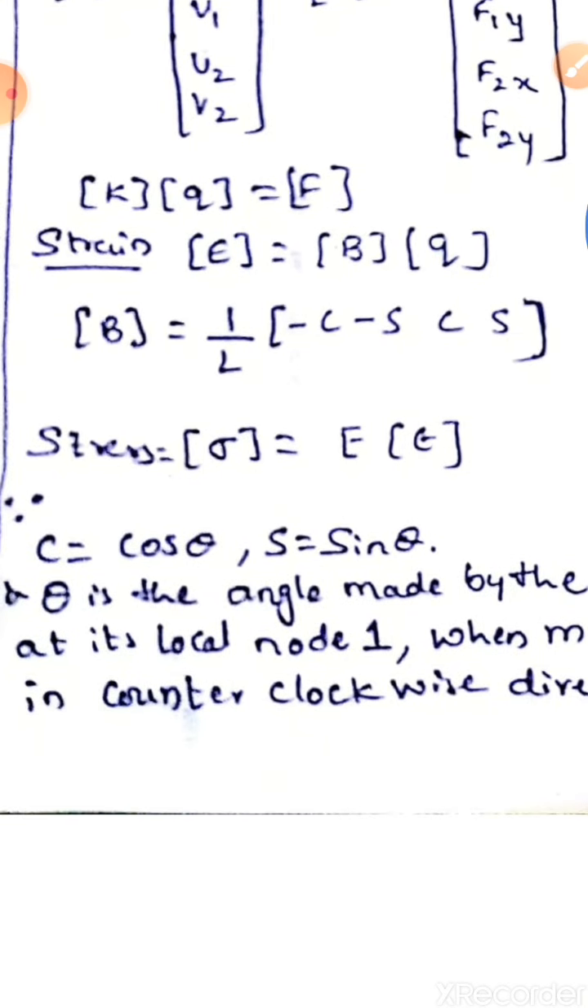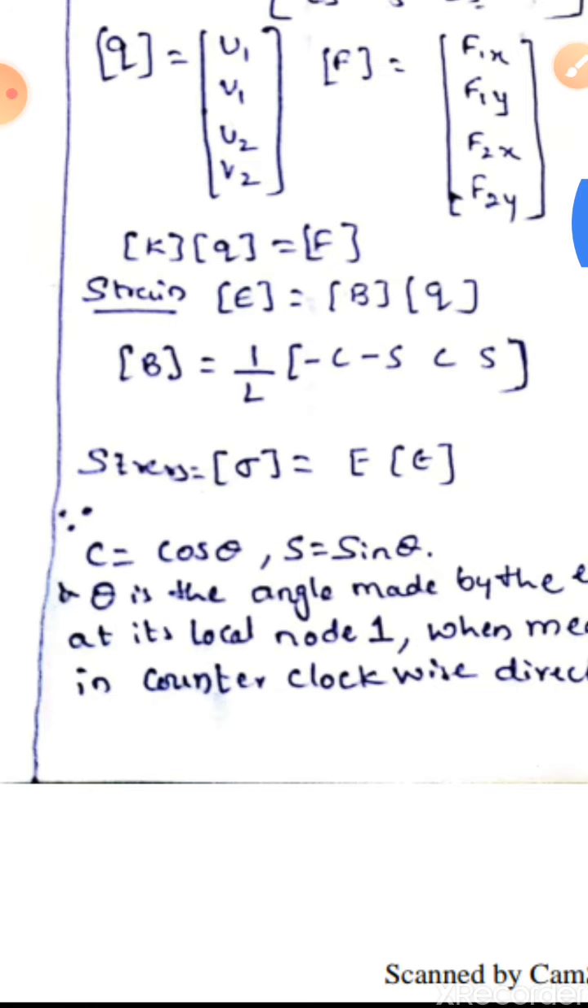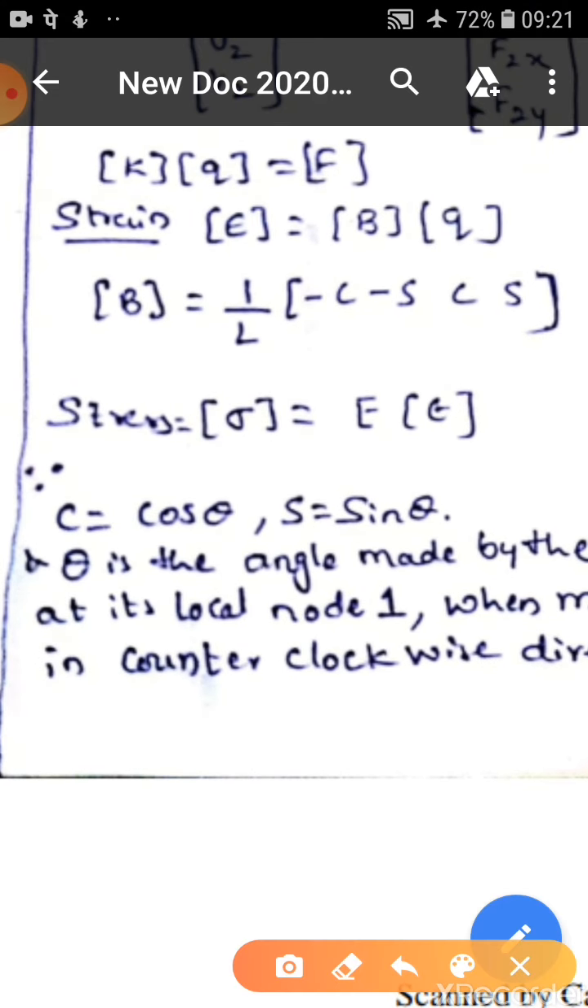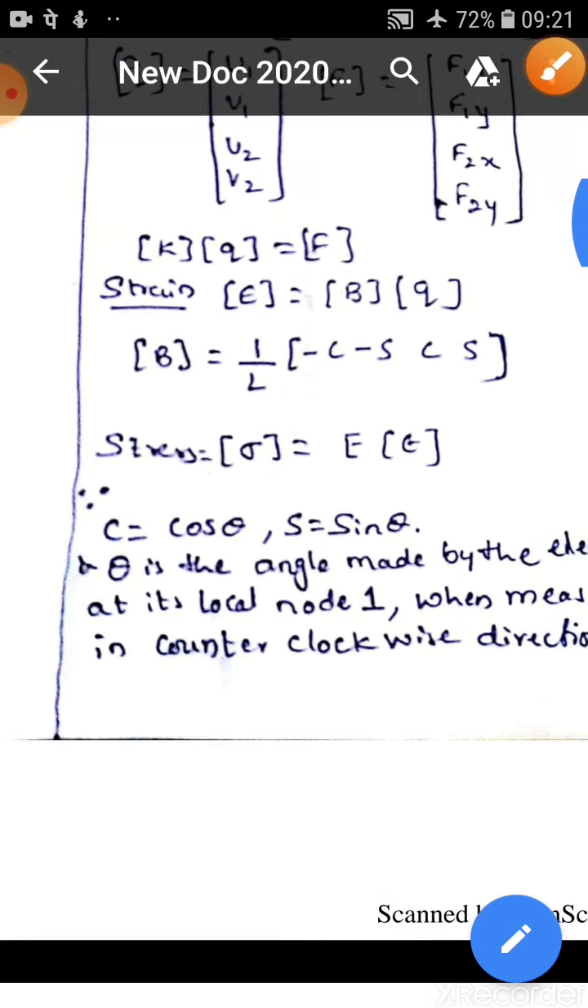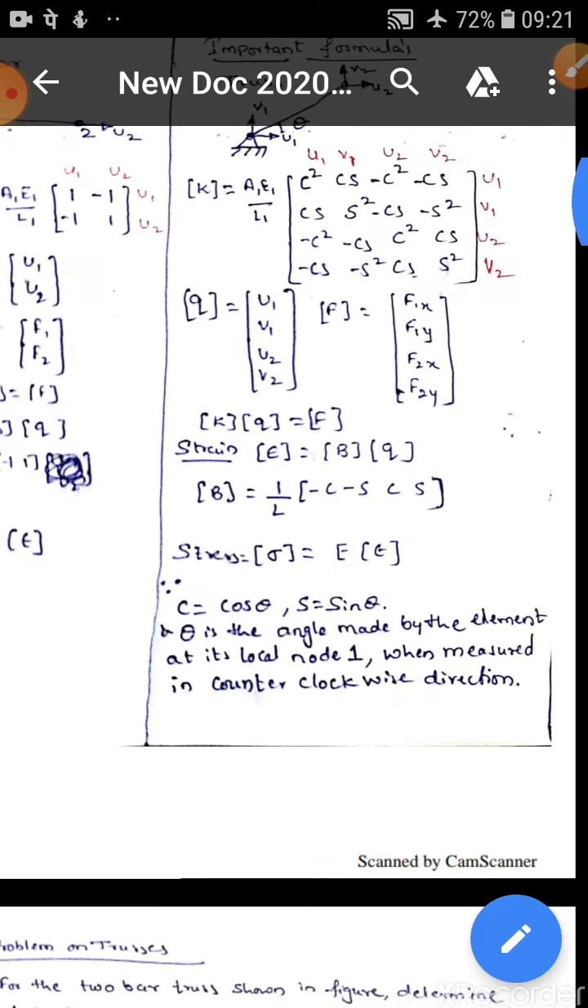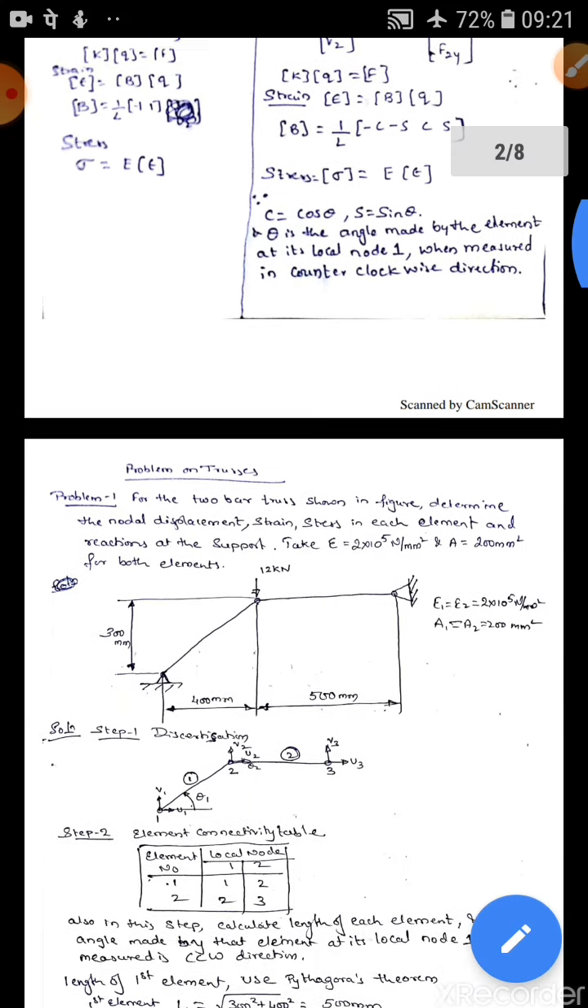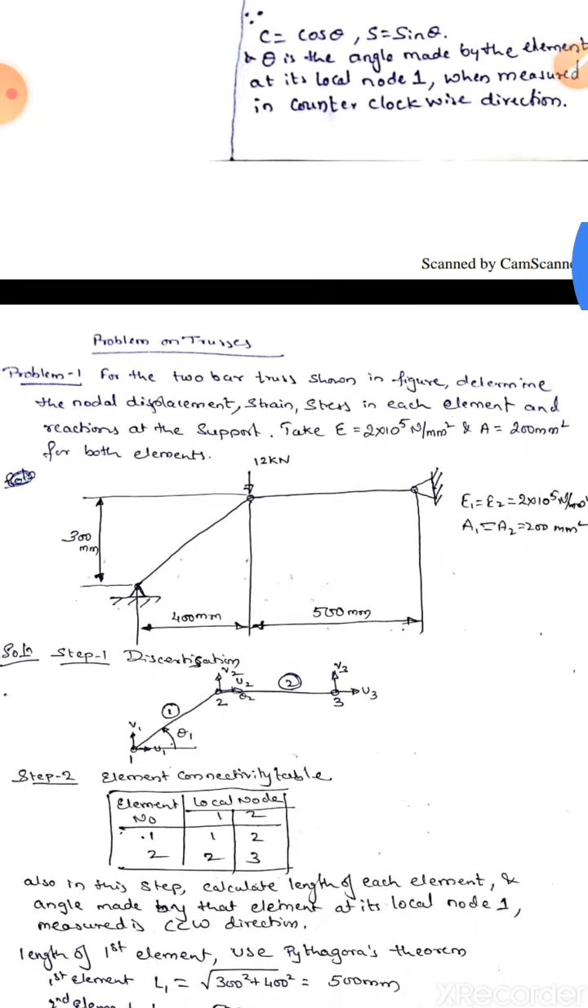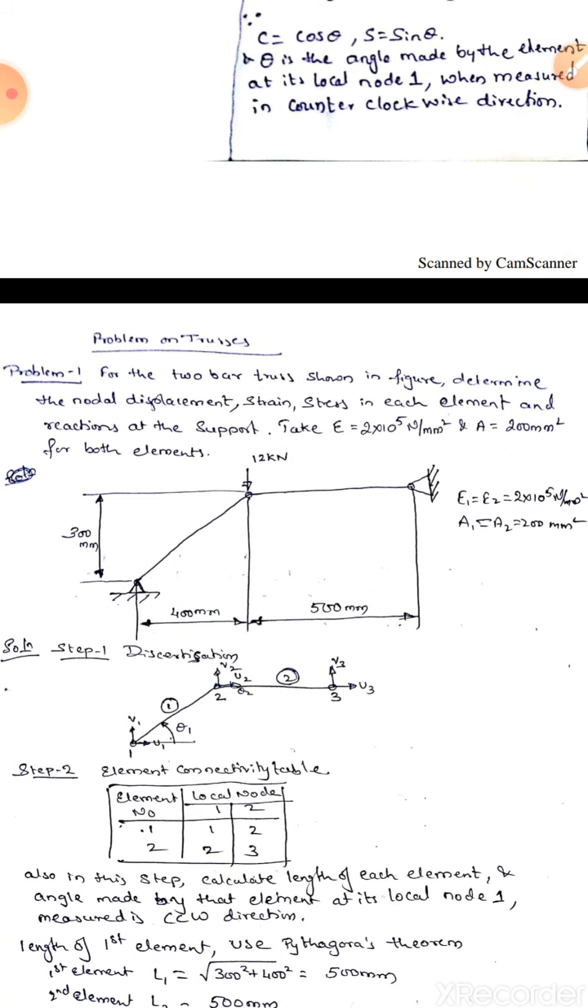Then the B matrix is 1 by L, minus c, minus s, c, s, and stress is E into strain. I have written at the end: C is cos theta, S is sin theta, C square is cos square theta, S square is sin square theta. Theta is the angle made by that element at its local node 1, measured in the counterclockwise direction. These are the things that have to be remembered. Keeping all these points in memory, we'll solve one problem.